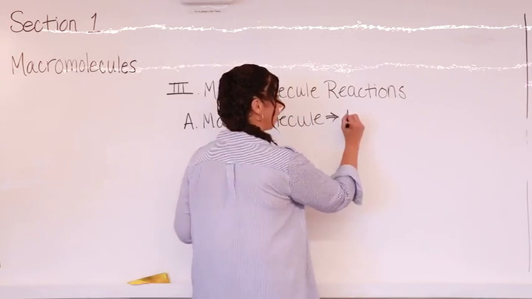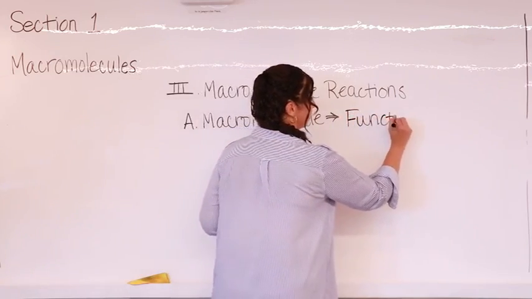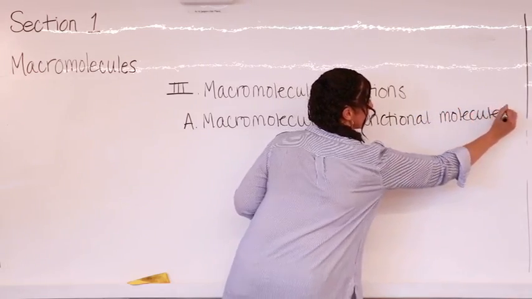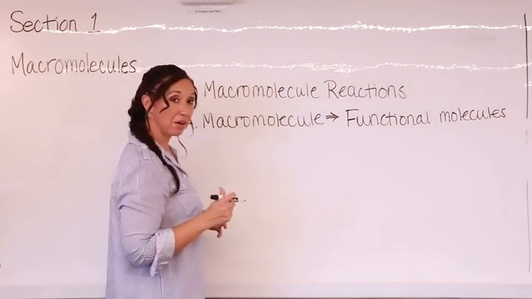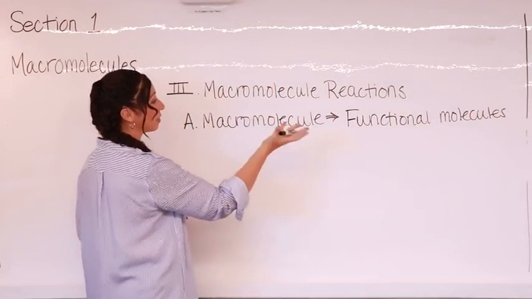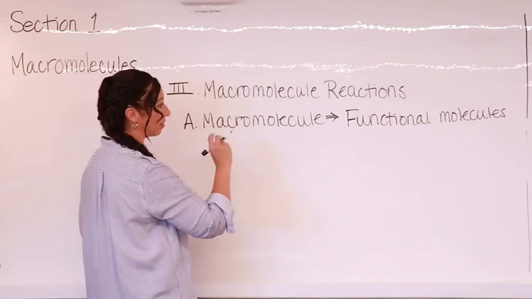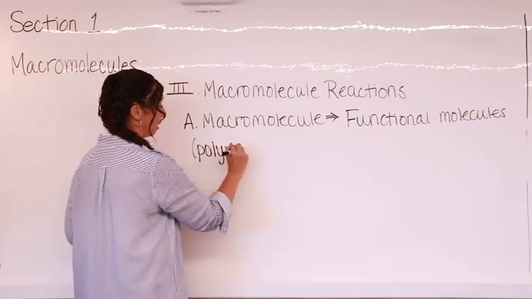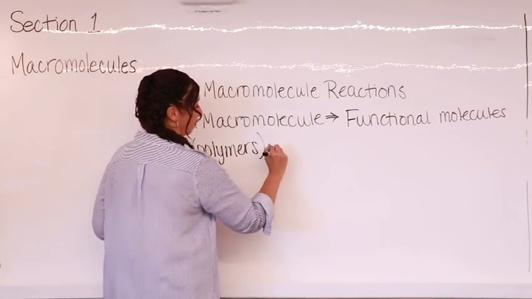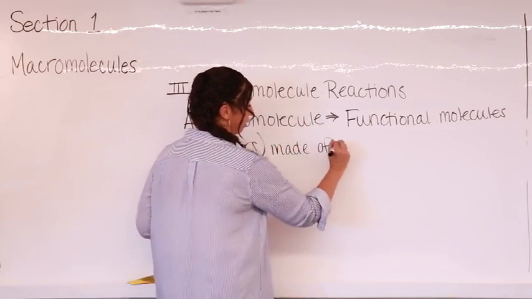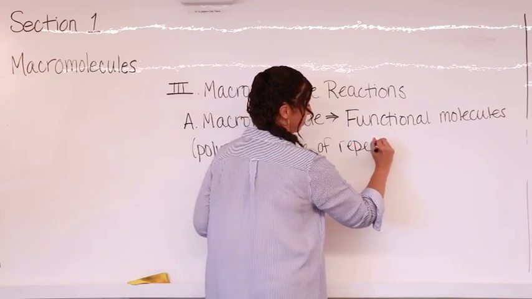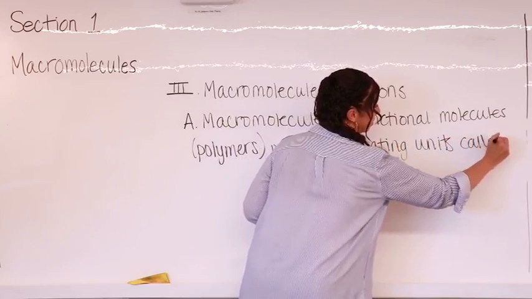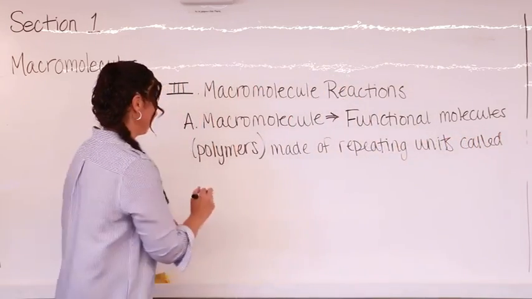So here we go. Macromolecules are functional molecules made of repeating units called monomers. Oh, and also I'm going to highlight that functional molecules, we're also going to call them polymers, made of repeating units called monomers.